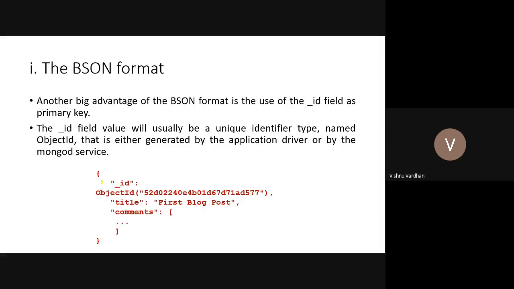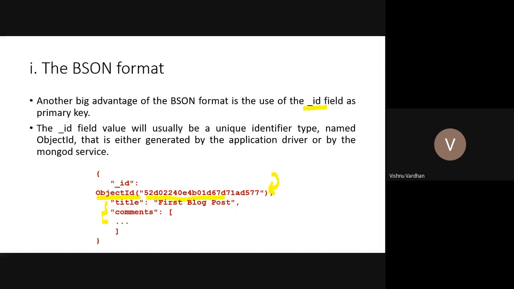Then a big advantage of the BSON format is the primary key, which is given as _id. This _id field value will usually be a unique identifier type named ObjectId. This is created by default. You are not going to create it whenever you are inserting data. Automatically, after your insertion, MongoDB is going to give back the primary key created by itself, and it is completely unique.